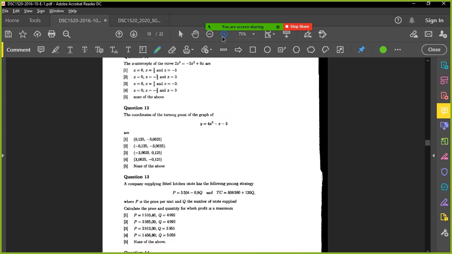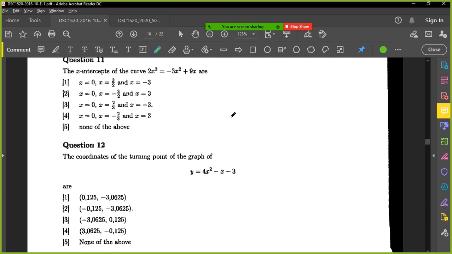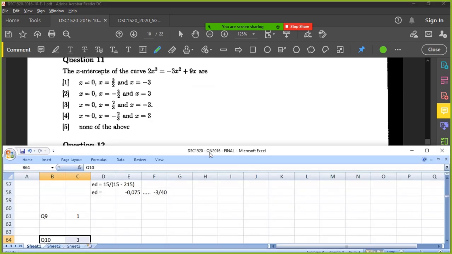All right, let's have a look at this one. Okay, intercepts, thoughts. How do you work out intercepts? Do you know? The roots. Yes. Okay, how would you work out the roots here? What would you do?